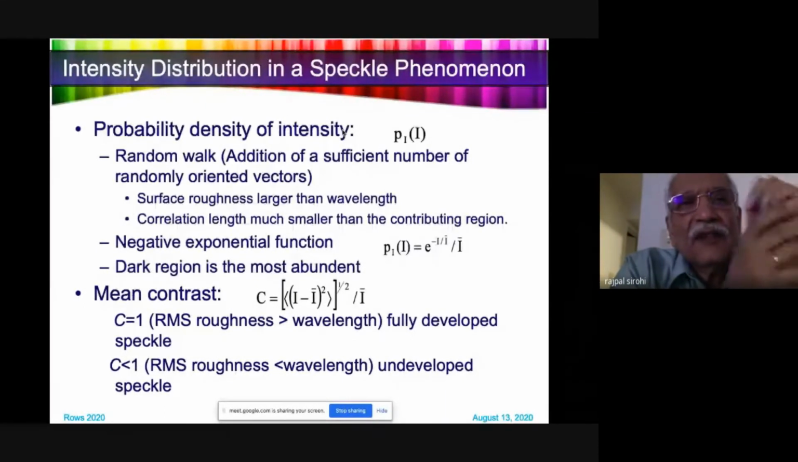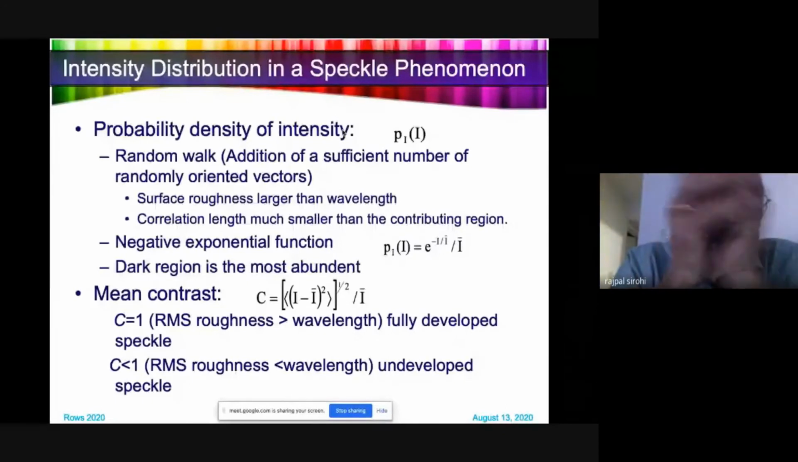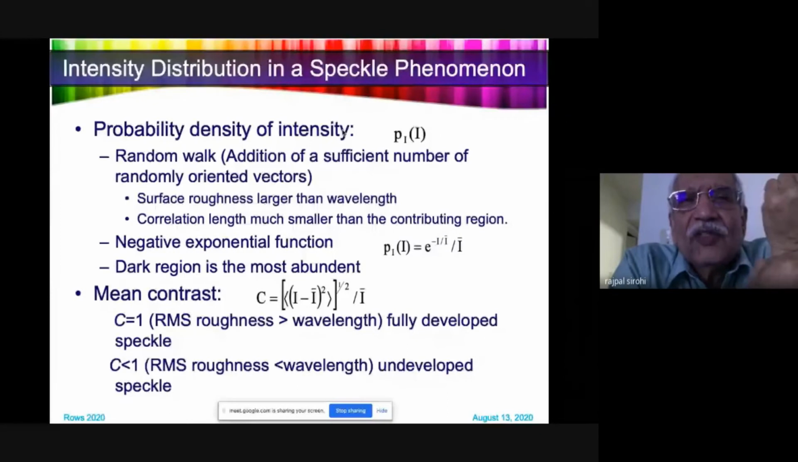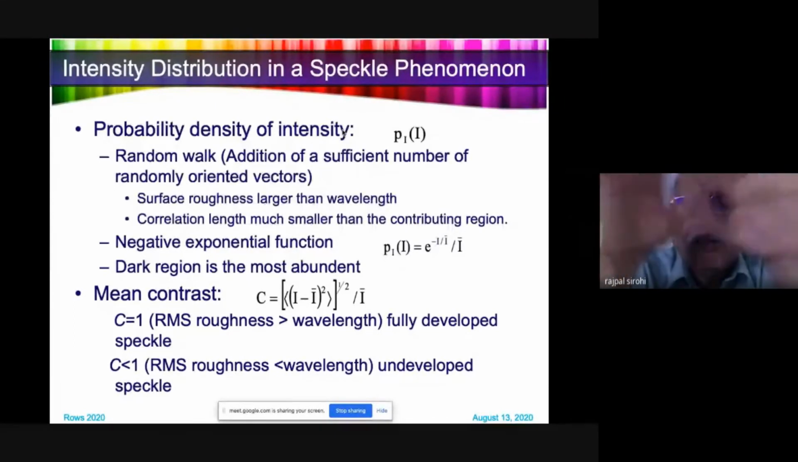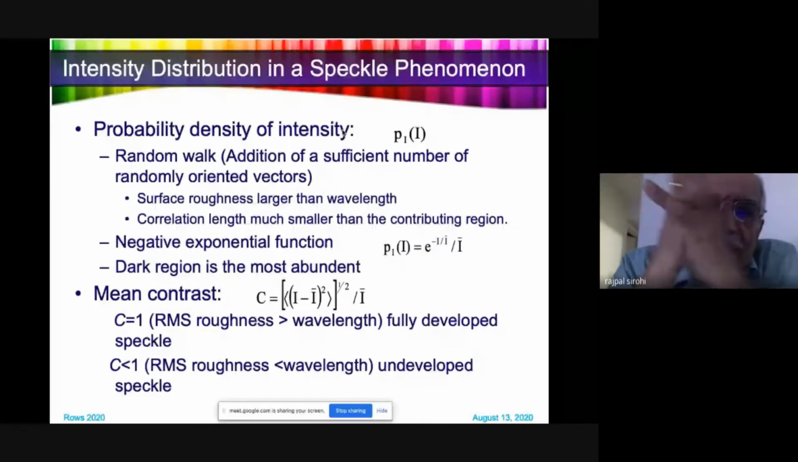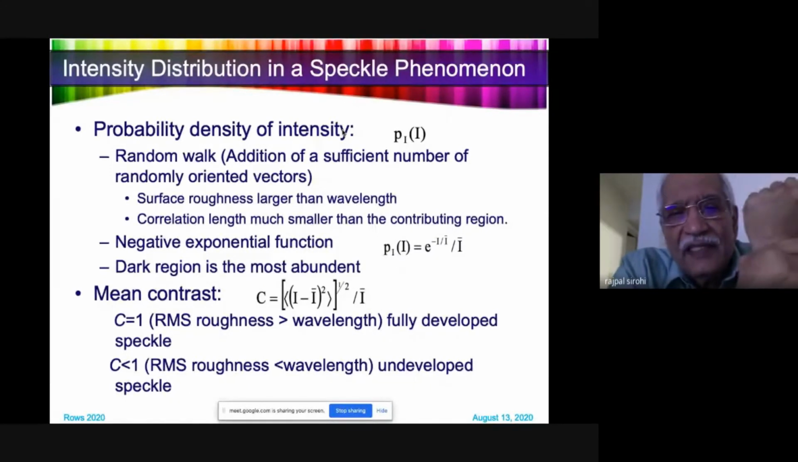The intensity or probability density of intensity. Intensity is a misnomer actually. Now we don't use intensity, we actually use the word irradiance. But most of the earlier books use the term intensity. That follows negative exponential function, which means most of the regions in the speckle pattern are dark. As you have seen, you had bright spots and most of the regions were dark. And the mean contrast of the speckle, if it is fully developed, means it has to be created from a surface where the RMS value is more than wavelength and the light is linearly polarized. In that case, the contrast of the speckle is unity.